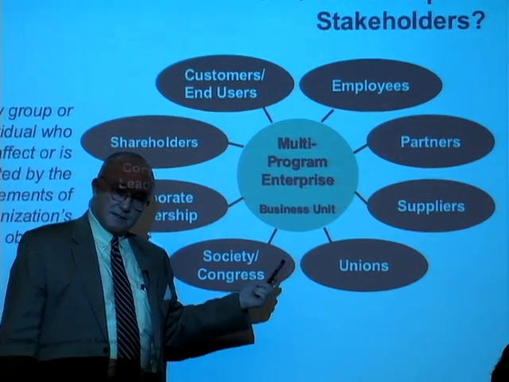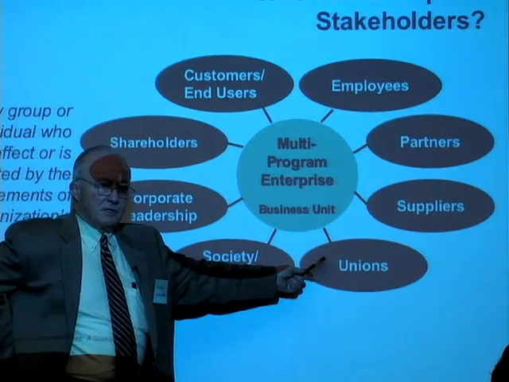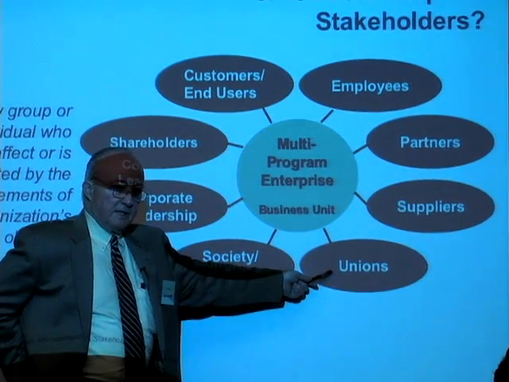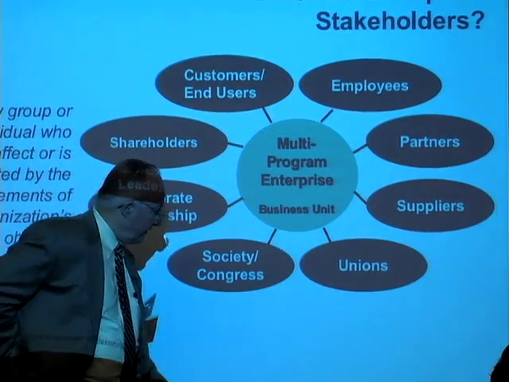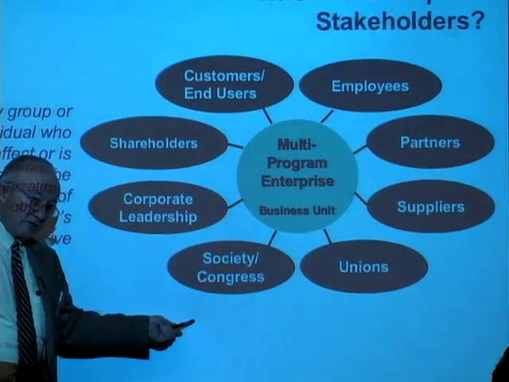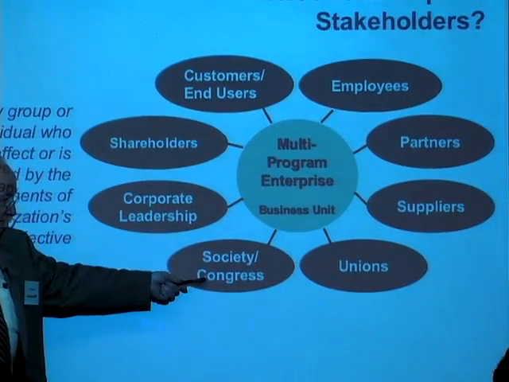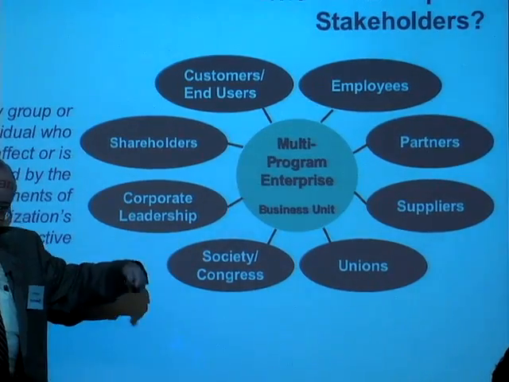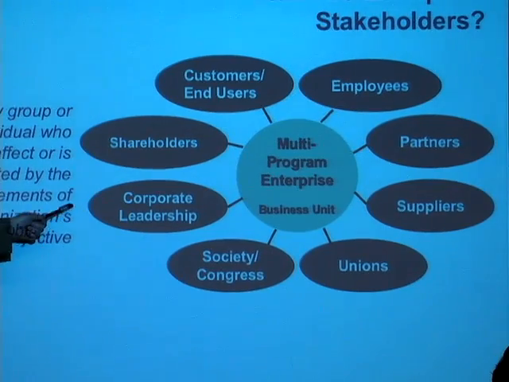You've got the unions, the IAM, which is the machinist union in St. Louis, the United Aerospace Workers in Boeing, Philadelphia. Society and Congress are stakeholders in this thing, because the fact is that Congress is paying for it, and society is depending on these products, for transportation and for defense and so forth, corporate leadership, shareholders.